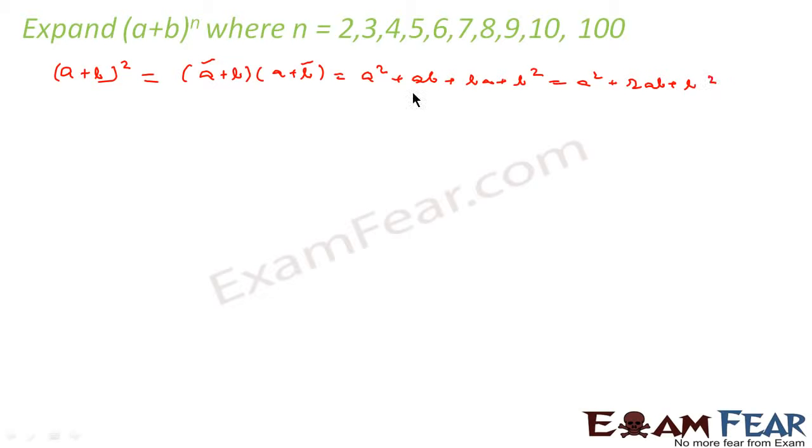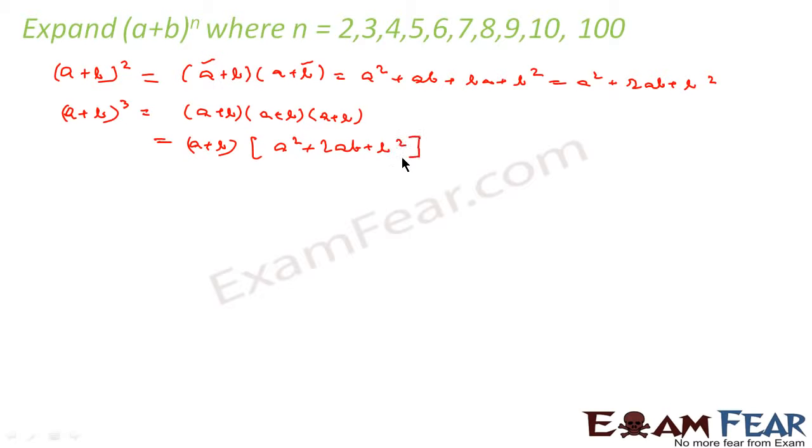This was quite simple. Now if we are asked to find (a + b) whole cube, what we will do is (a + b) into (a + b) into (a + b). First we will multiply these two. So what we will get is (a + b) into this. We have already expanded it, so we can use a square plus 2ab plus b square.